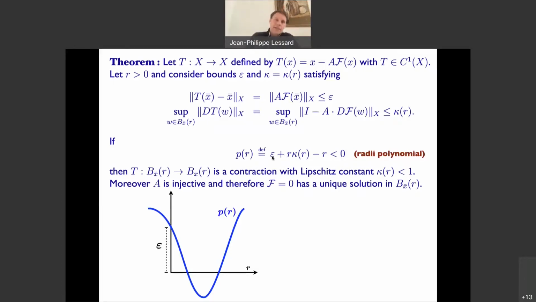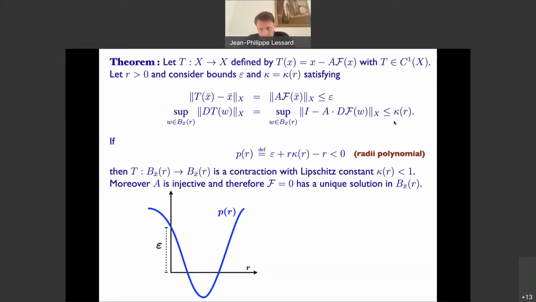And you can see that, for instance, you cannot take the R too small, because think of this here as if you take R to be equal to 0, well, then epsilon is not negative because epsilon is an upper bound for the defect, basically. So you can see that you cannot take the R too small, because in that case, the polynomial will not be negative.